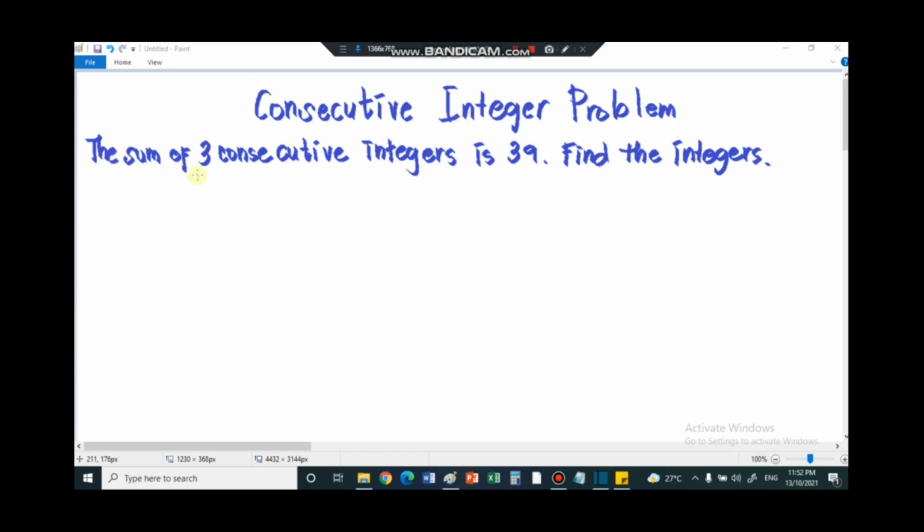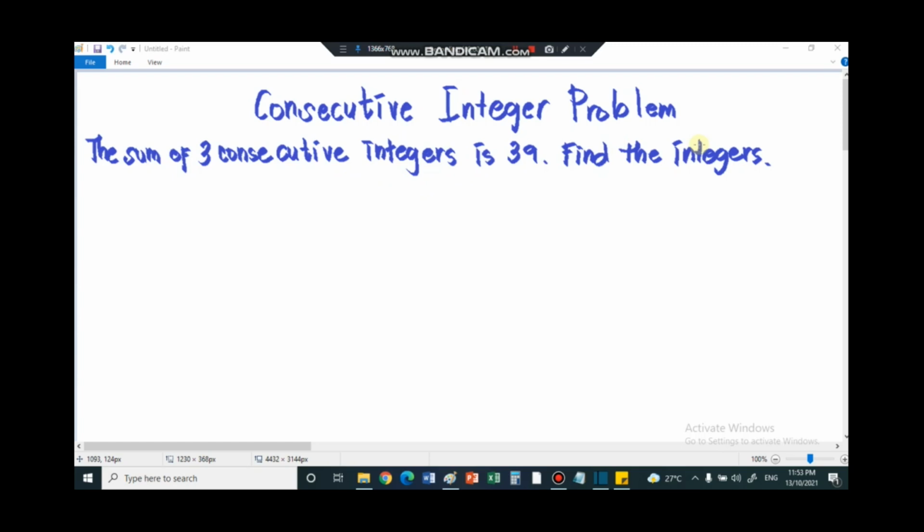The sum of three consecutive integers is 39. Find the integers. So to solve this problem, make sure that you understand the problem. Kung binisay unta ni tulo ka buok, nagsunod nga number or integer, ang sum niya kay 39. Pangitaon na to ang tulo.